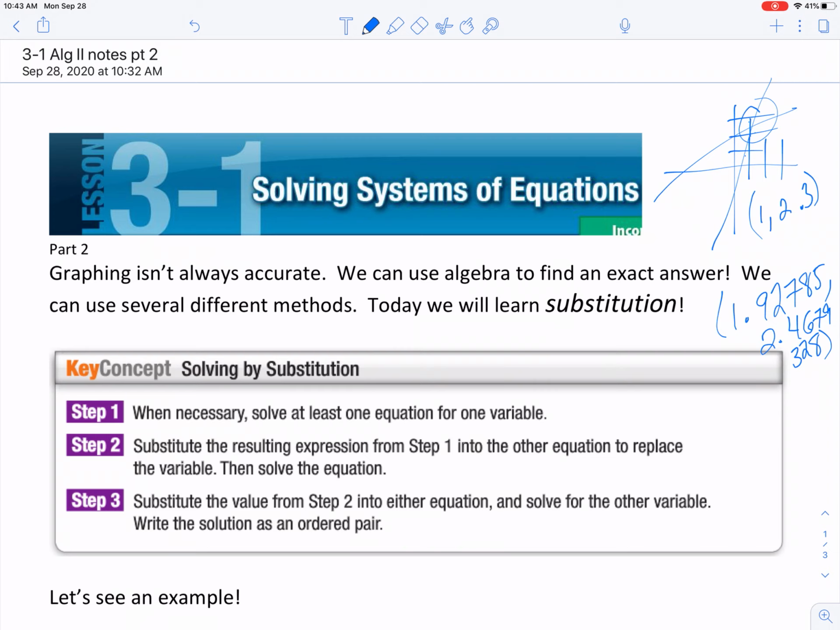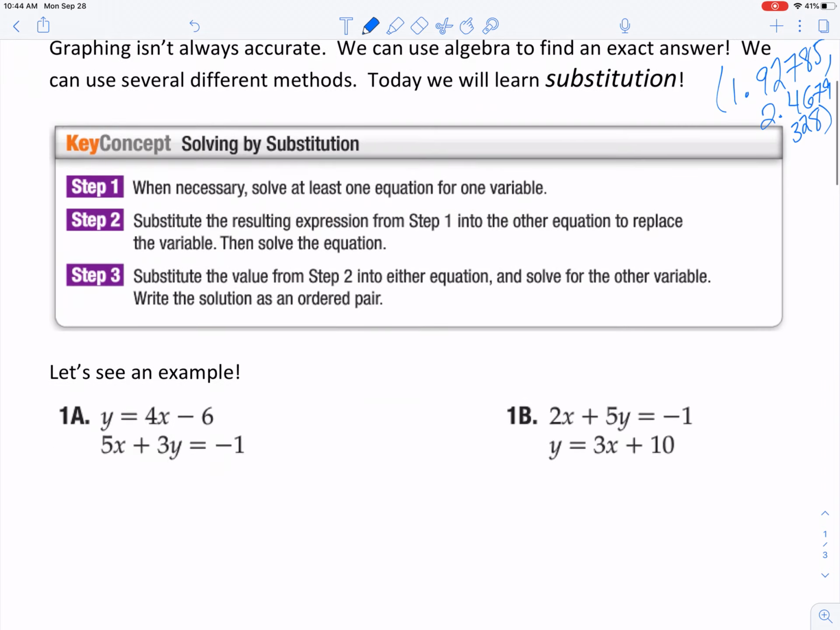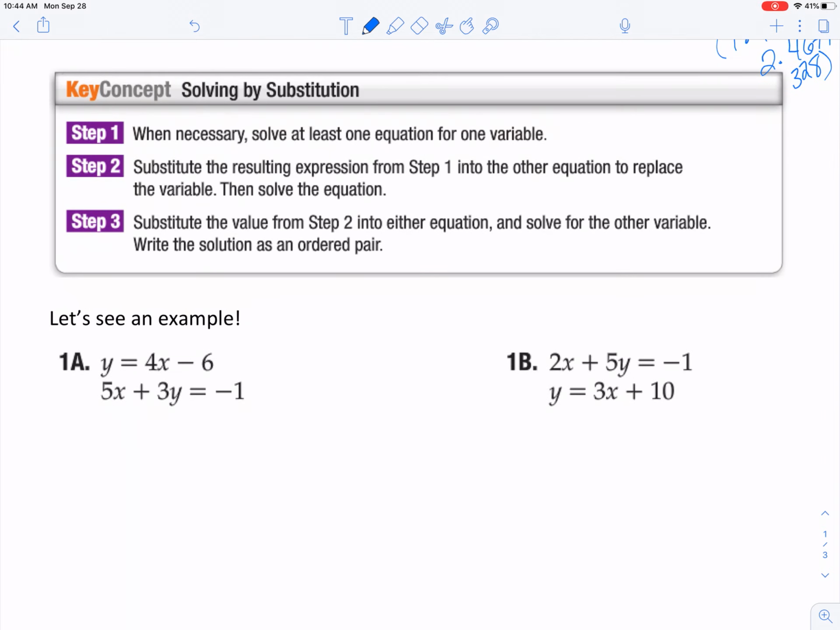For today, substitution is what we're going to do. Basically, we're going to take one equation, substitute it inside the other equation, and that's why we call it substitution. So you can kind of see there the book explanation of what to do. You guys know me. I like to just do examples. So here's what you're going to do.